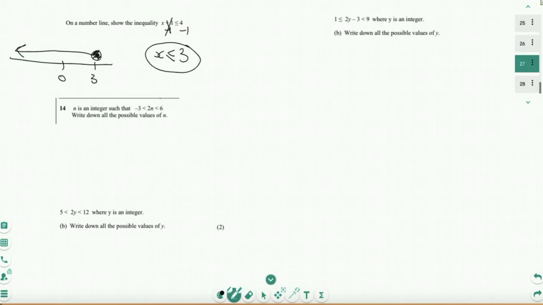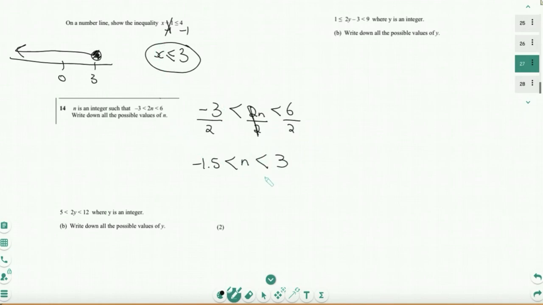So next one, n is an integer such that 2n is less than 6 but more than -3. Write down all the possible values for n. So before we can find the possible values for n, make sure you solve the inequality, okay? So we have to get n by itself. So n is being multiplied by 2, so we're going to divide by 2 here. Now, do we divide by 2 on the right-hand side or the left-hand side? The answer is you divide by 2 on both sides. So divide by 2 here and divide by 2 here. So -3 divided by 2 is -1.5. The 2's cancel out, we're left with n, and that's 3.